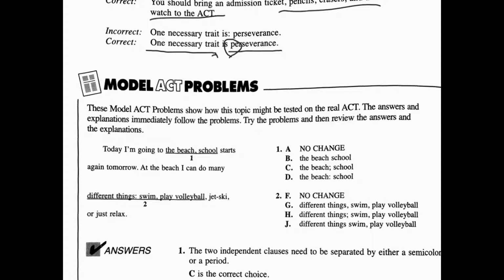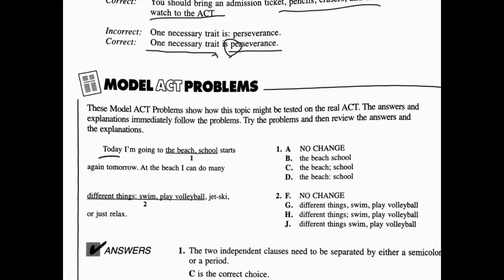Let's see how these questions are asked on the ACT. Today I'm going to the beach. School starts again tomorrow. All right, so here we go. Today I'm going to the beach. That sounds like, to me, an independent clause.